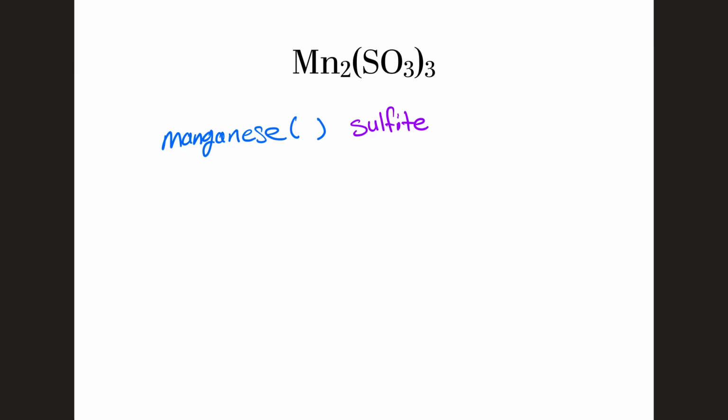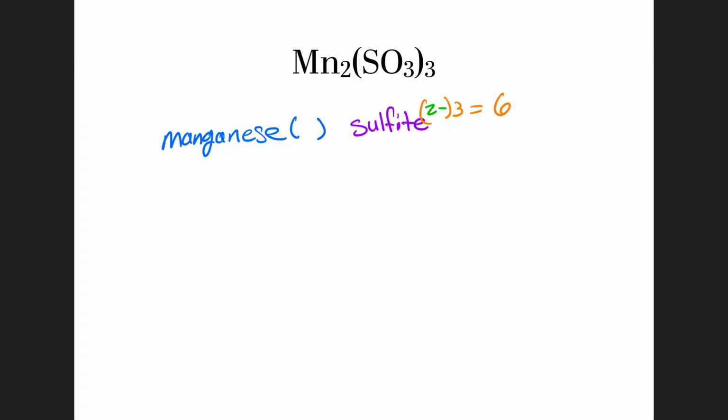If we look at the polyatomic ion list, sulfite has a -2 charge. So we have 3 sulfites. We're going to have to multiply this by 3, which then gives us a total of 6.